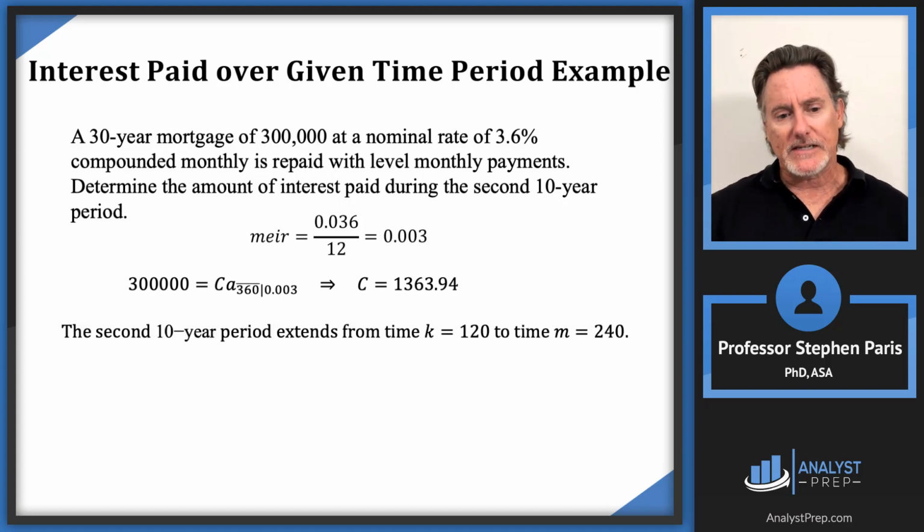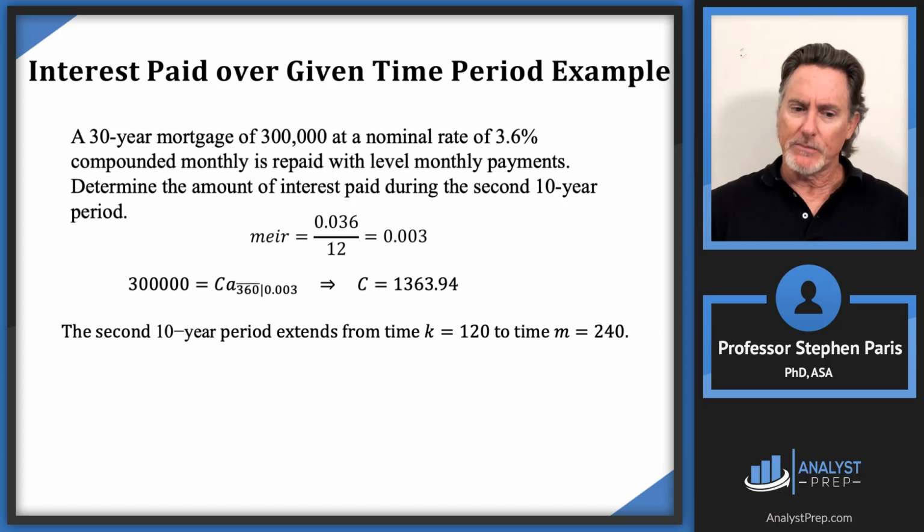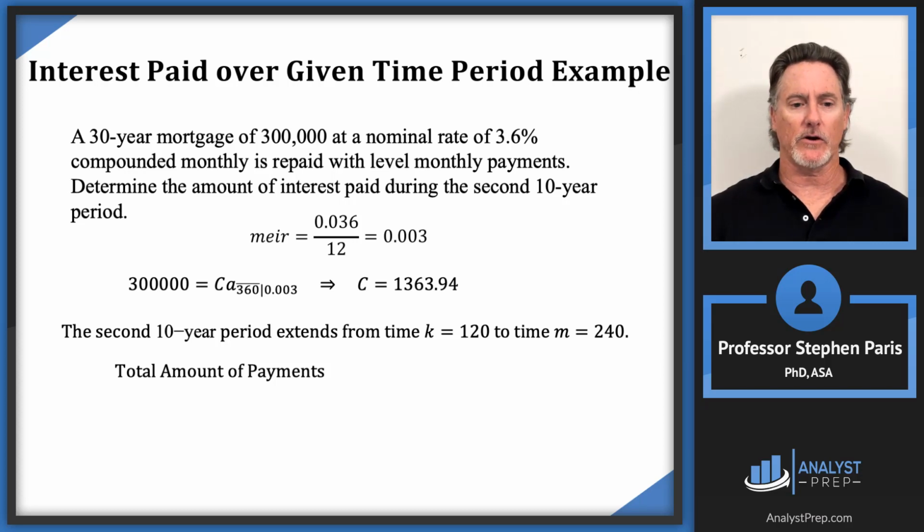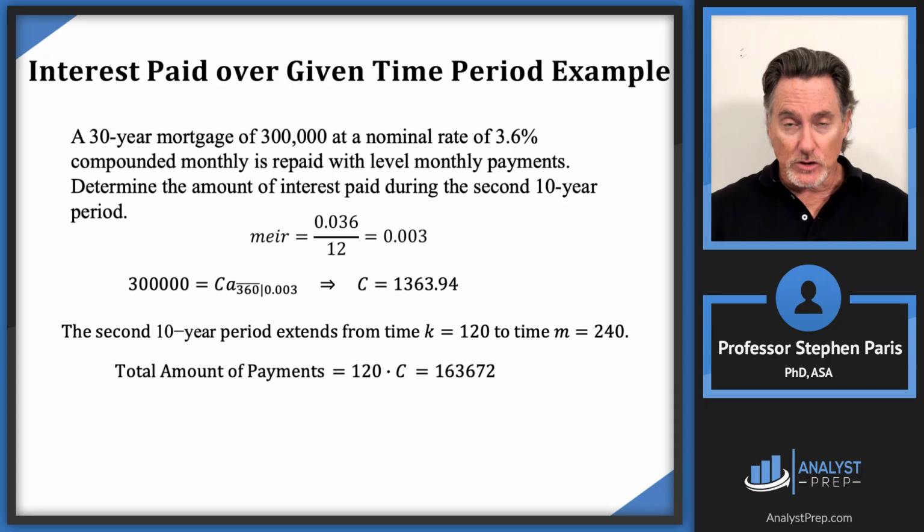Okay, so now the second 10-year period, because we've got these monthly payments over 30 years, actually extends from time 120 to time 240. Over that time period there are 120 payments, so I need to multiply 120 times the amount of each monthly payment. The total amount of payments during that time period would be the 163,672 number.